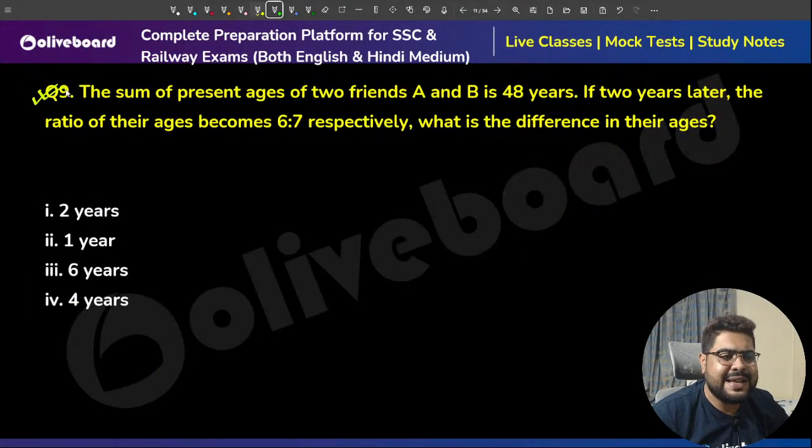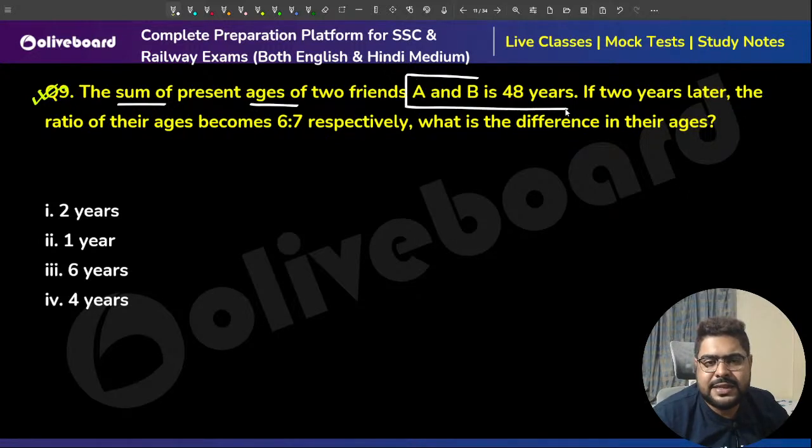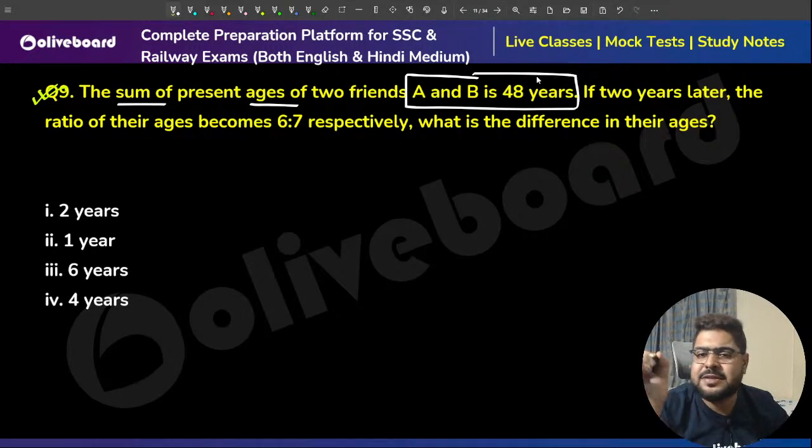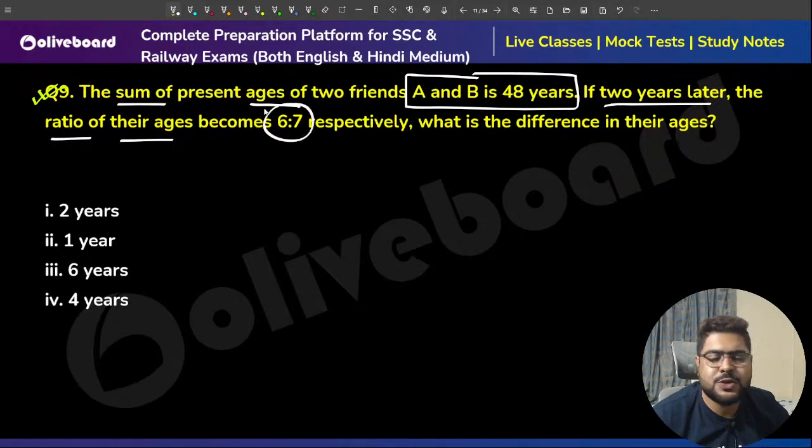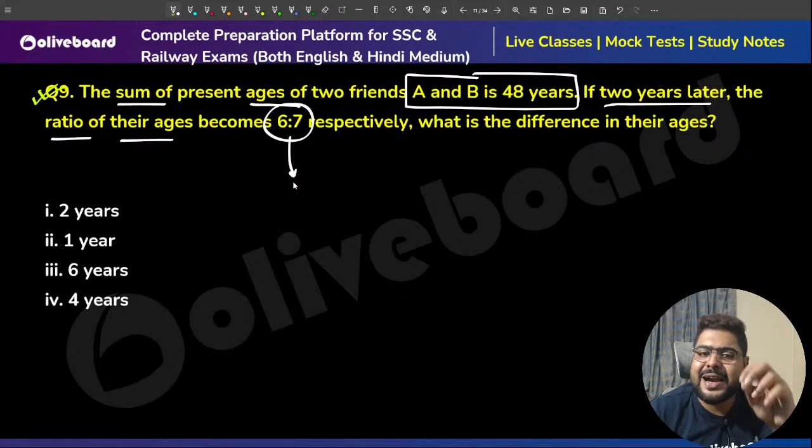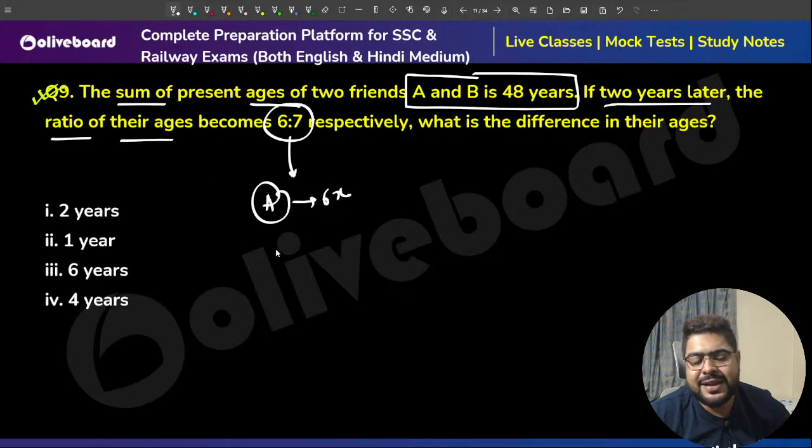It's a very basic ratio question. Sum of present ages of two friends A and B is 48. That is A plus B is 48. 2 years later, the ratio of their ages becomes 6:7. Acha, sir. So let's start from here. That means A will be 6x years old, B will be 7x years old.